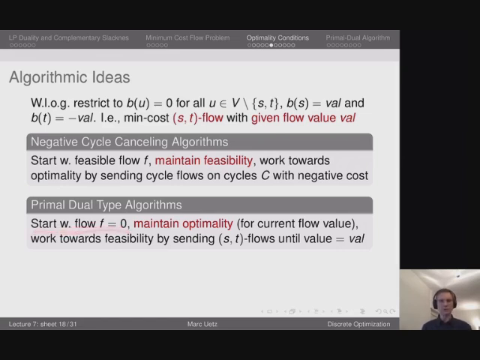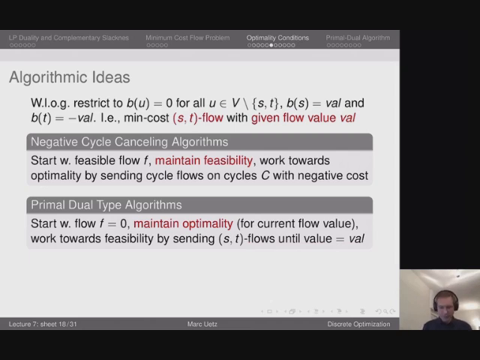We start out with a zero flow. That's actually an infeasible flow. But for the given flow value 0, this is the minimum cost flow as well, right? Because the cost is 0 too. So we start out with an optimal solution for the current flow value, and throughout this algorithm, we will maintain optimality. We will work towards feasibility by sending more flow from S to T until we have achieved the right value. So in contrast to maintaining feasibility and working towards optimality, we maintain optimality throughout and work towards feasibility.